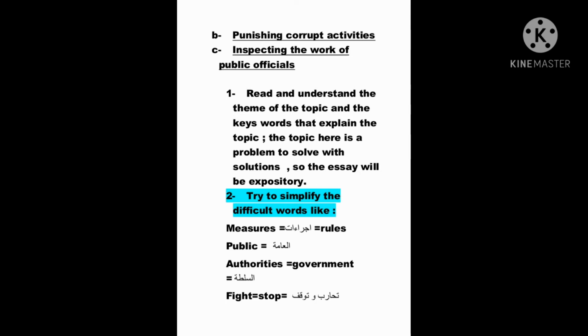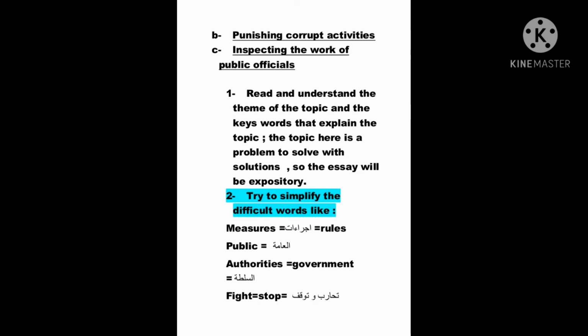So these elements or notes, we use them as subordinate ideas for the body of our essay. Our main idea is the measures that the government or the public authorities must take to fight bribery, and our subordinate ideas on the body that we are going to write about are A, B, and C. First thing we do is that we read and understand the theme of the topic and the keywords, the important words that explain the topic.